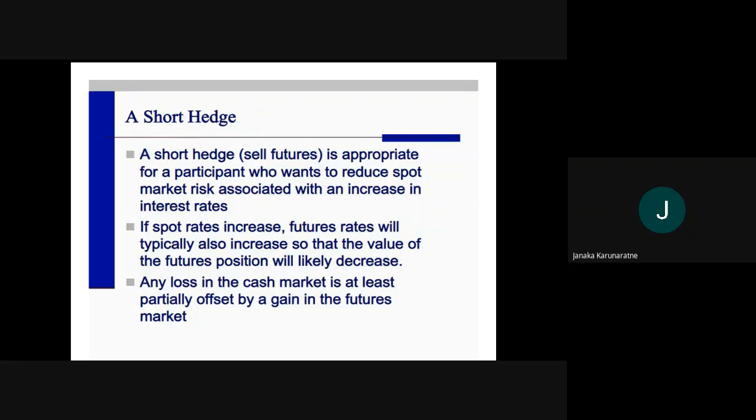Okay. If you sell futures, what happens? If the interest rate rises, the price will drop. So in the futures market, you can sell at a higher price. So you will make a gain in the futures market, but lose in the cash market because of higher borrowing cost. Then your loss in the cash market will be offset by the gain in the futures market. Short hedge.